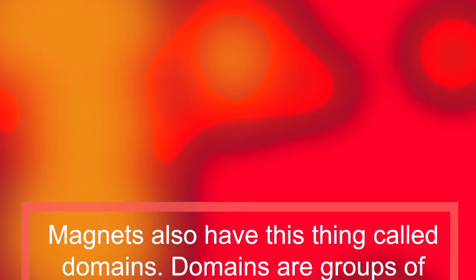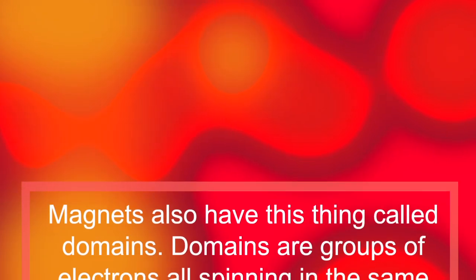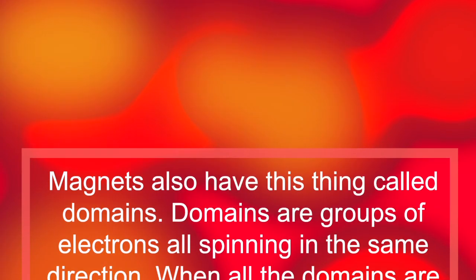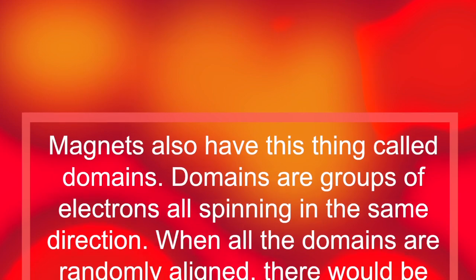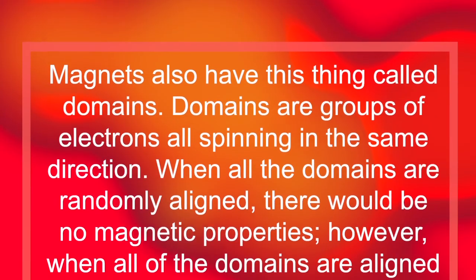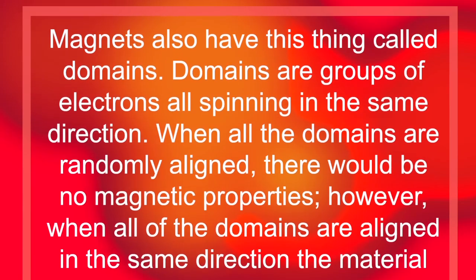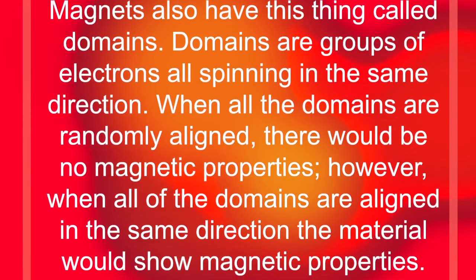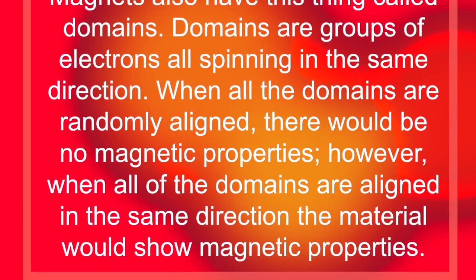Magnets also have this thing called domains. Domains are groups of electrons all spinning in the same direction. When all the domains are randomly aligned, there would be no magnetic properties. However, when all of the domains are aligned in the same direction, the material should show magnetic properties.